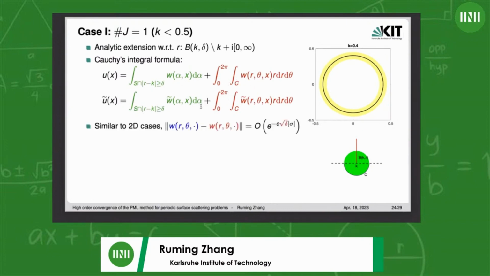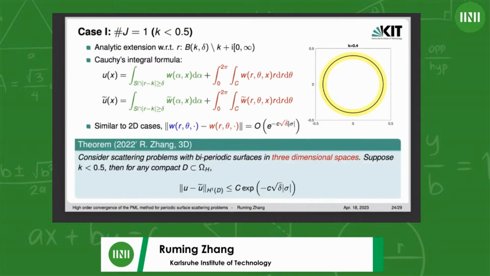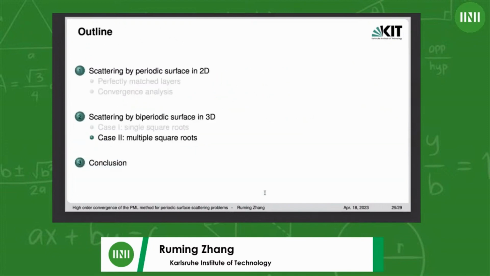Then using the same argument, we can show that the convergence of W tilde to W here is exponential with respect to the radius delta. Then finally, we can conclude that in this case, the convergence of U tilde to U in any compact subset is exponential. So this is the easiest case.